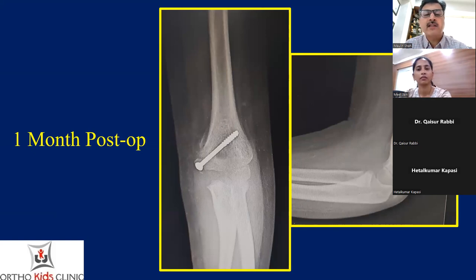Now, if the fragment is too small, then you can use K wires. You bend it in front and then remove it after a month. But here, what you see is just the bony part. So the cartilaginous part is bigger than this. So we placed the screw.